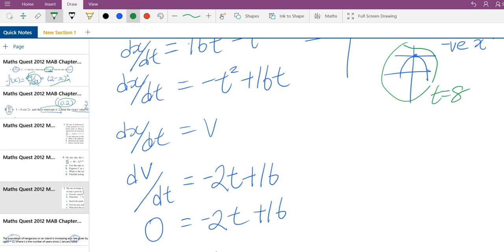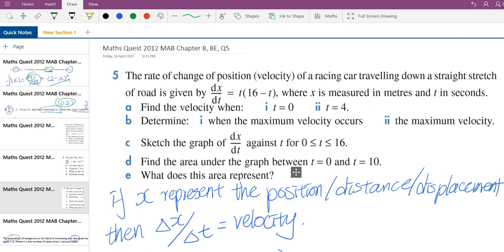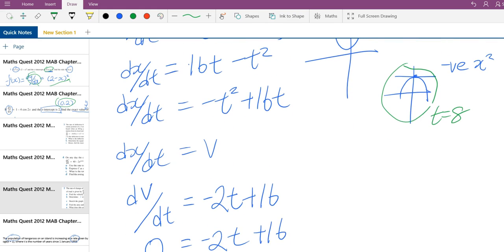So all we have to do is just find the t value. So I think that answers one of the questions. When does the maximum velocity occur? The maximum velocity occurs at the eighth second, or t equal to 8 seconds.